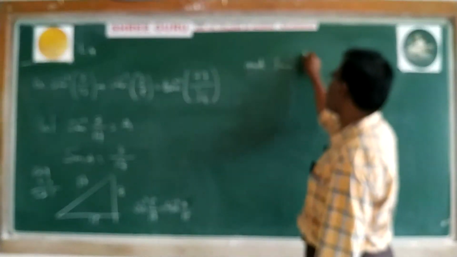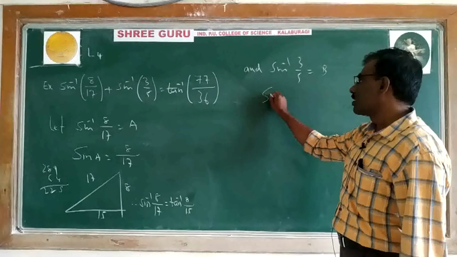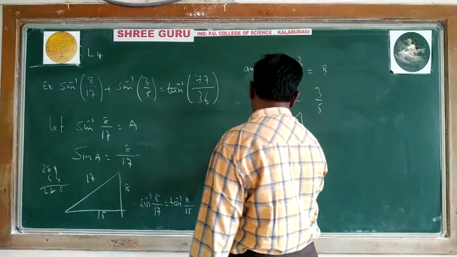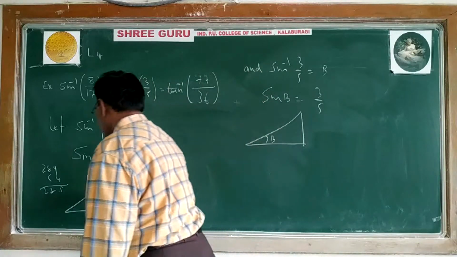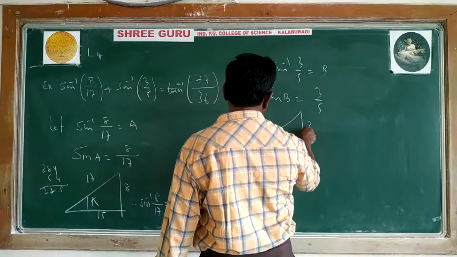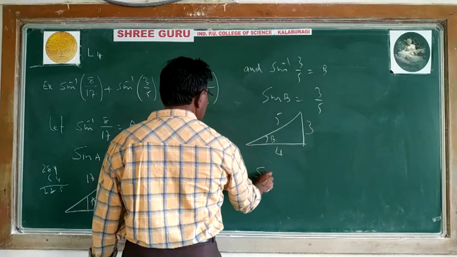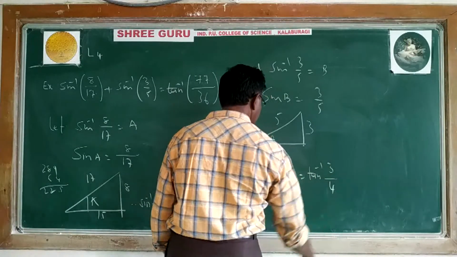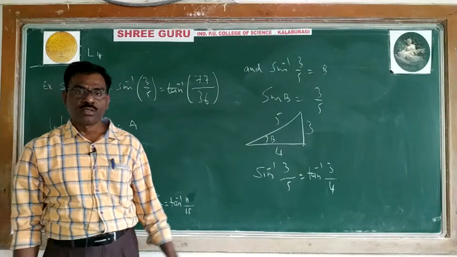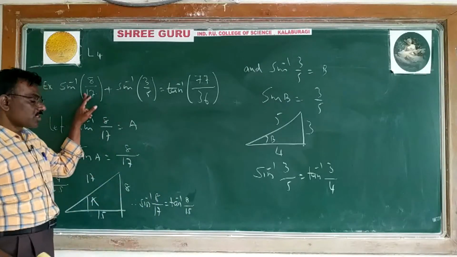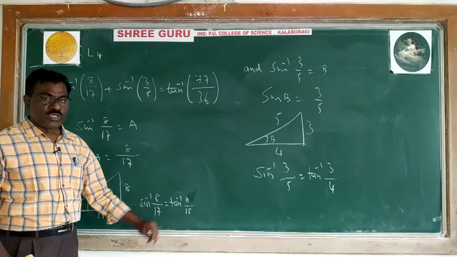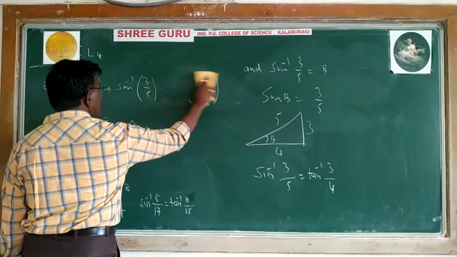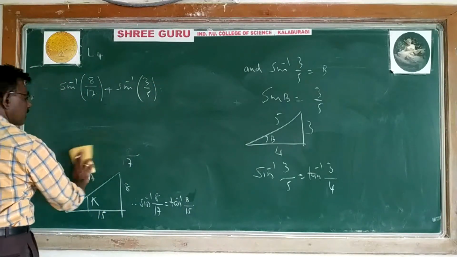Similarly, sin inverse of 3 by 5 equal to B. Sin B equals 3 by 5. Now this is one more right angle triangle. I am taking A here, and this is B: 3, 5, and this is 4. So sin inverse of 3 by 5 equals tan inverse of 3 by 4. So both are converted into tan inverse: sin inverse of 8 by 17 is tan inverse of 8 by 15, and sin inverse of 3 by 5 is tan inverse of 3 by 4. Now better you start the LHS and definitely you will get the answer.